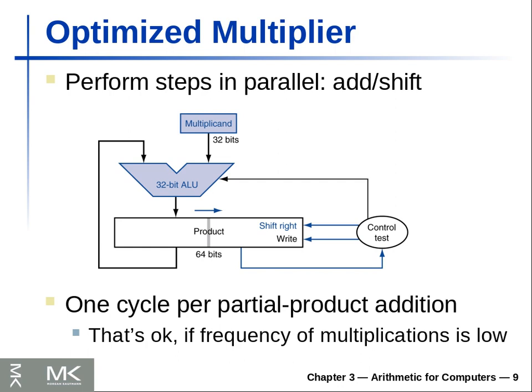Notice that the multiplicand stays the same, 32 bits. The ALUs become 32-bit, and the product is still 64. Now, the product does have to be 64 because that's our final answer. But what's going to be different is, notice we don't shift the multiplicand, but the product is being shifted right.